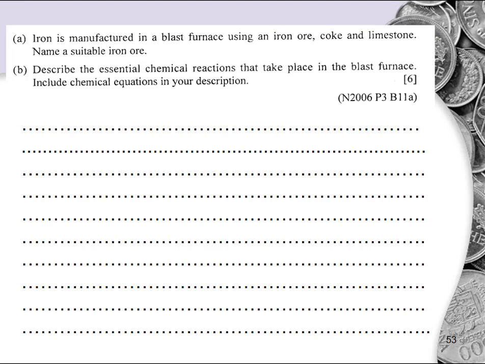Now, do pause and try this question. A. Iron is manufactured in the blast furnace using an iron ore, coke, and limestone. Name a suitable iron ore. What is the special iron ore they learned today? Of course, it's hematite. Now B. Describe the essential chemical reaction that takes place in the blast furnace. There are 5 reactions that take place in the blast furnace, and of course, you can find the answer in the previous slides.